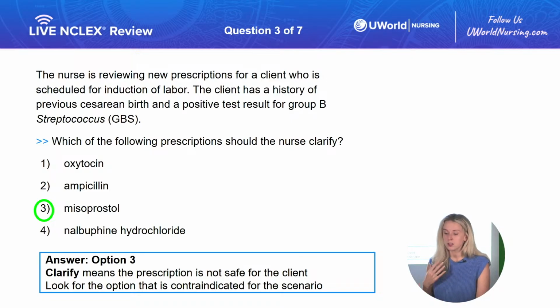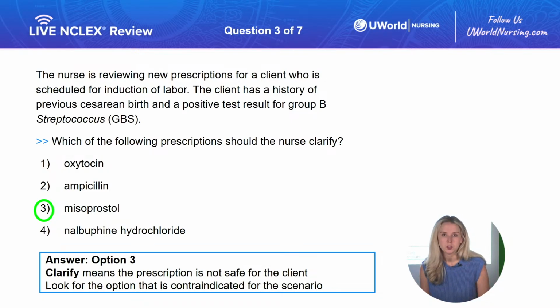So misoprostol was our correct answer. 1, 2, and 4 are going to be A-okay for this client. We don't need to clarify. So 1 is going to be oxytocin. Now this is something that does induce labor. Misoprostol ripens the cervix. Oxytocin induces labor. So there's a little bit of a difference there.